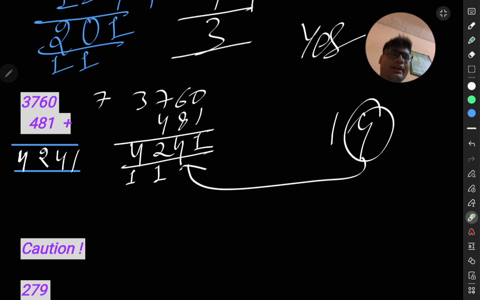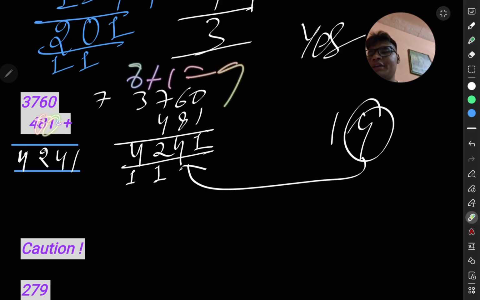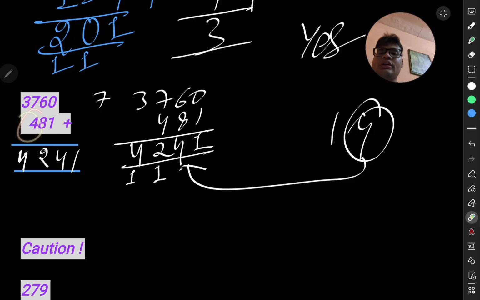Now we have to move on to the next number. Here is 481. There is no 9, so first we have to check which figures make 9 by addition. Here is 8 and 1 in this number. 8 plus 1 will be 9. So we have to cast out these two numbers. The remaining number here is 4. So the digit sum of this number will be 4.